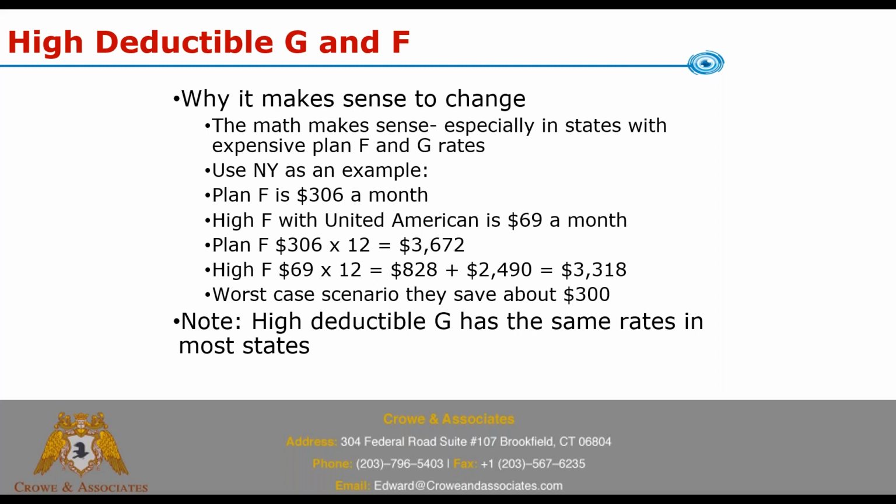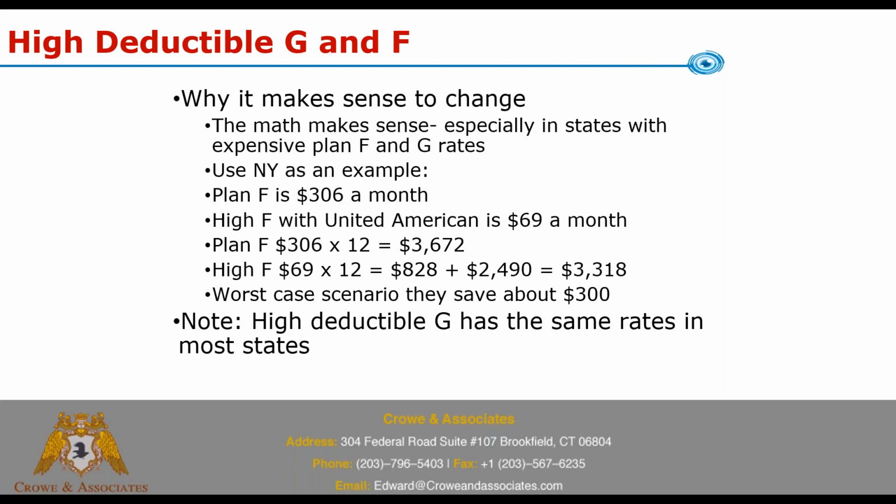Versus if you went with a high deductible F for this person, or a G for that matter, the math would be just slightly different. But if you went with a high deductible F or G, they're only paying $69 a month. So if you look at the math in that scenario, you take regular plan F, you're paying $306 a month times 12 months. No matter what, they're paying $3,672. Well, if that same person took a high F, they're paying the $69 a month, so that's $828.